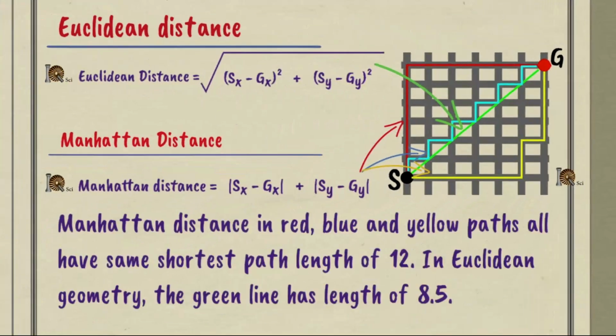Manhattan distance in red, blue and yellow paths all have the same shortest path length of 12. In Euclidean geometry, the green line has a length of 8.5.